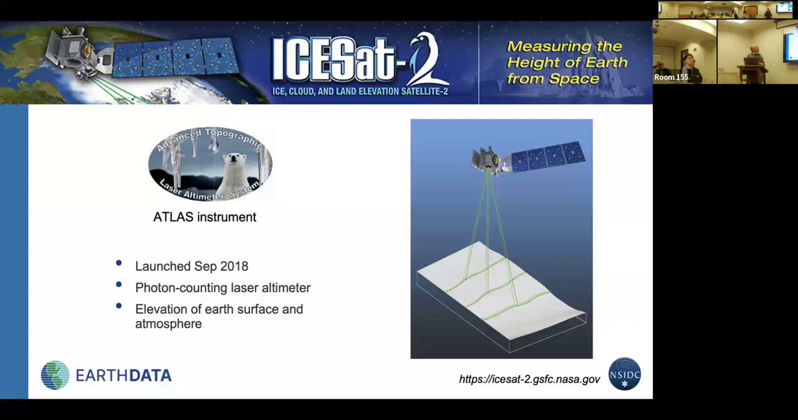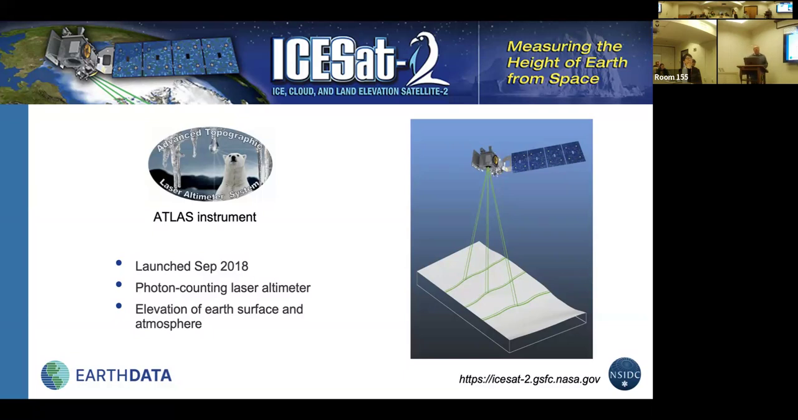ICESat-2, a lot of us are probably familiar with that here, working with the data somewhere or other. It launched in September of 2018, and it's a photon counting laser altimeter, sending a laser down to the earth, and it bounces back. So it goes down and comes back, moving at the speed of light. You know the altitude of the satellite, so you can get the elevation of the surface or the atmosphere. It does bounce off clouds as well, so you can use it for clouds, but then you can't see the surface under that.